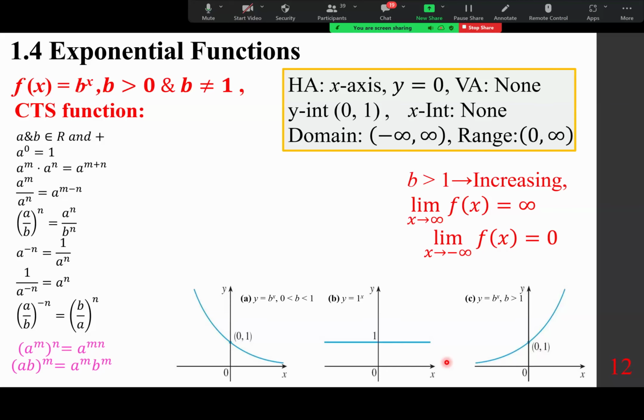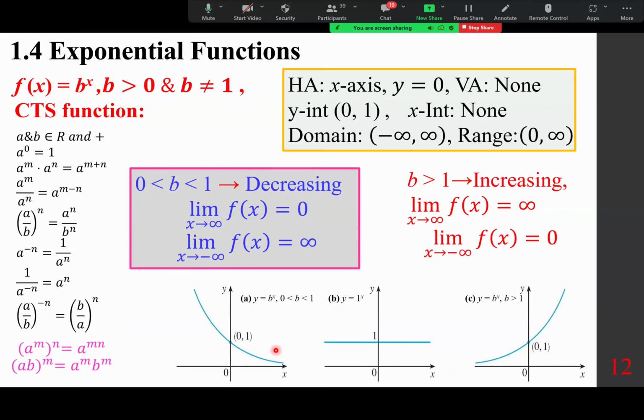asymptote. On the other hand, for this guy, when b is between 0 and 1, it's a decreasing function. Limit of f of x as x approaches infinity is 0. This is the definition of a horizontal asymptote. But the limit of f of x as x approaches negative infinity blows up to positive infinity.